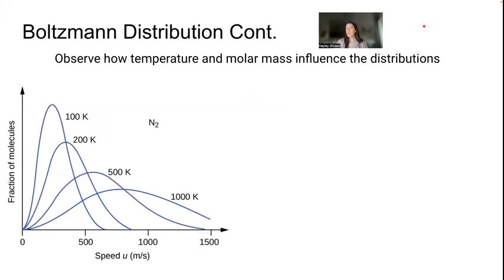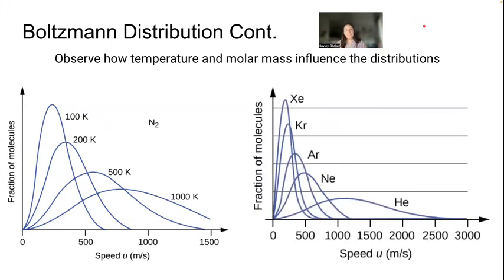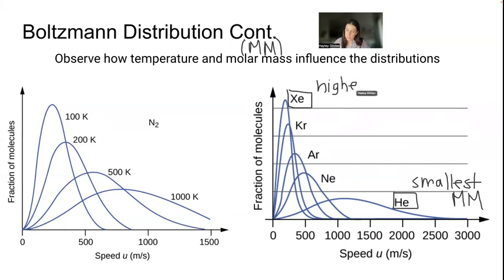Next, let's compare how different sizes or molar masses impact our speed as well. Here we have a trend for our different noble gases. We notice helium is the smallest noble gas. It has the smallest molar mass, and I'm going to abbreviate molar mass as MM. Xenon has the highest molar mass.